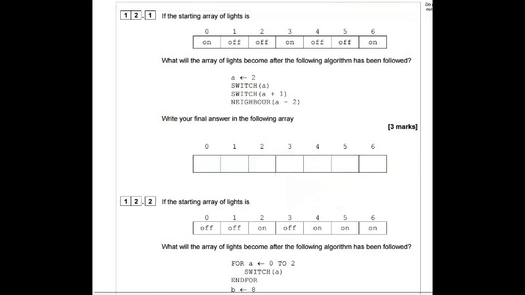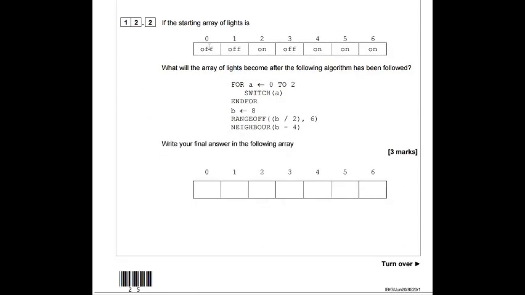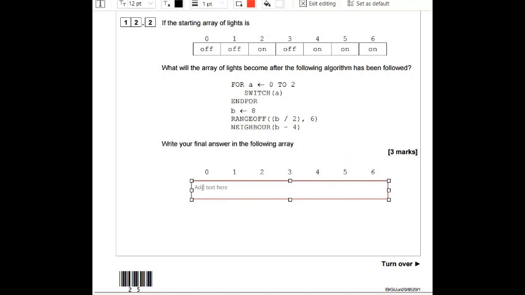Right, let's try this one. If the starting array of lights is off, on, what will the array of lights become if we have this following algorithm? So this is where we need to write the answers. So if we have a look, 0 to 2, 0 is going to be on, 1 is going to be on, and 2 is going to be on.